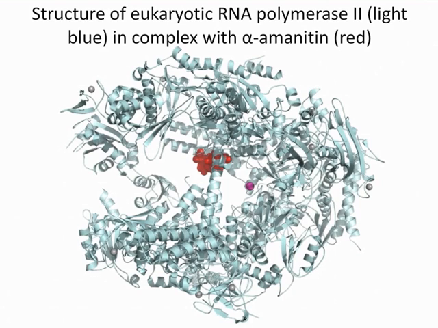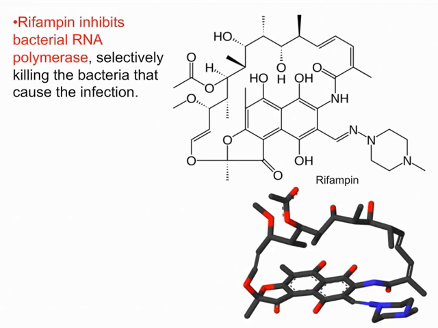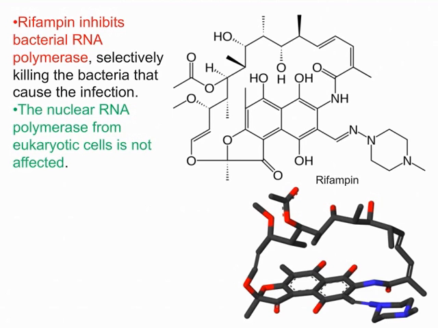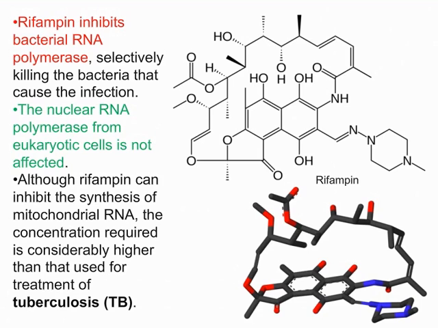This is just the structure of the RNA polymerase II that gets inhibited by alpha-amanitin, which comes from some mushrooms. So the key thing to know from this slide is rifampin is a drug that inhibits bacterial RNA polymerase. So if we have a bacterial infection, rifampin can selectively kill the bacteria since it inhibits that RNA polymerase. One thing to know is that rifampin does not affect eukaryotic cells. So it is selectively killing the bacteria.